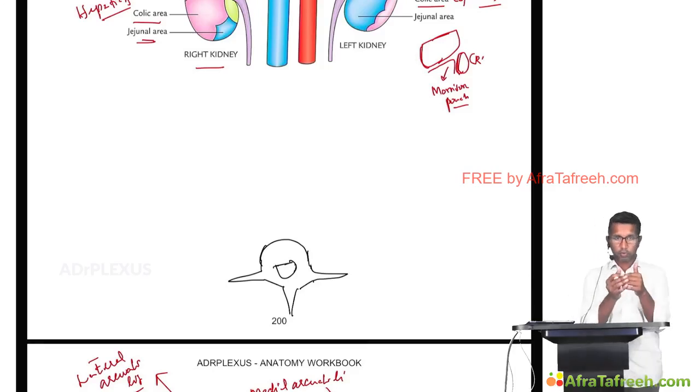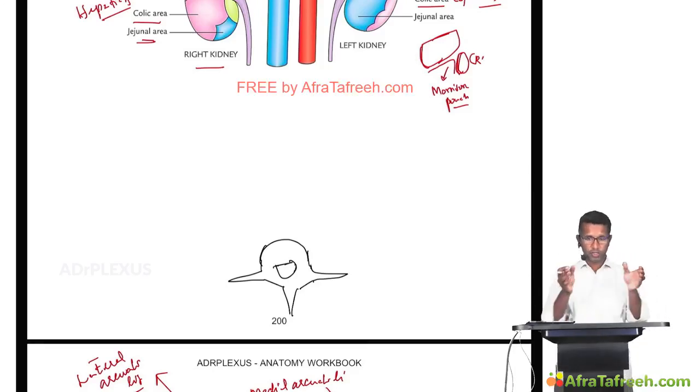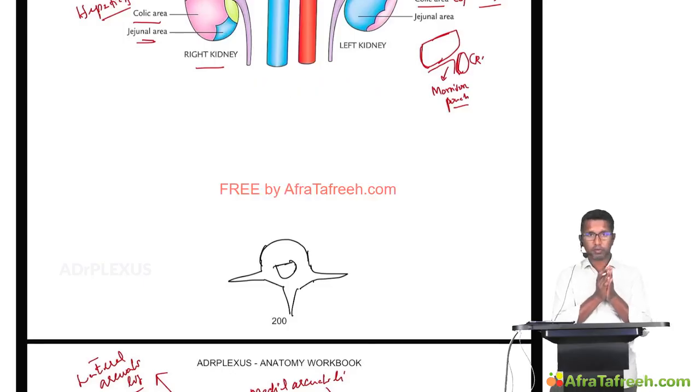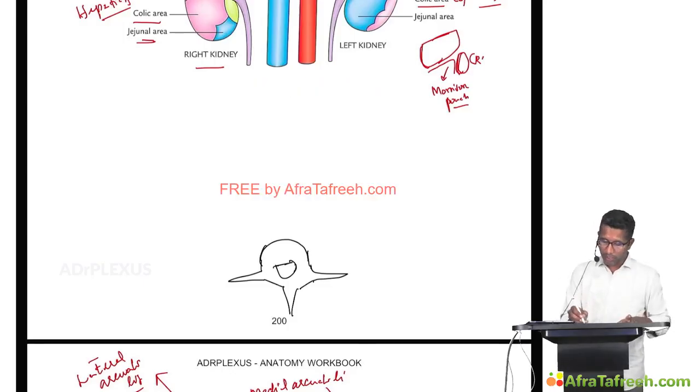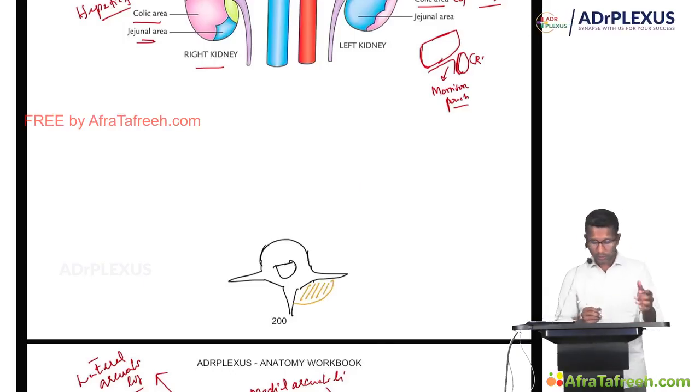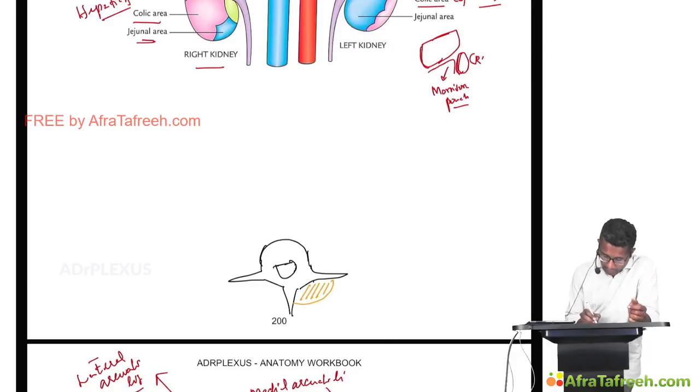So the lumbar vertebra has a body, a transverse process, a lamina, and a spinous process. If you see the area between the spinous process and the transverse process, there is a muscle seen here, and this muscle is called the erector spinae muscle.